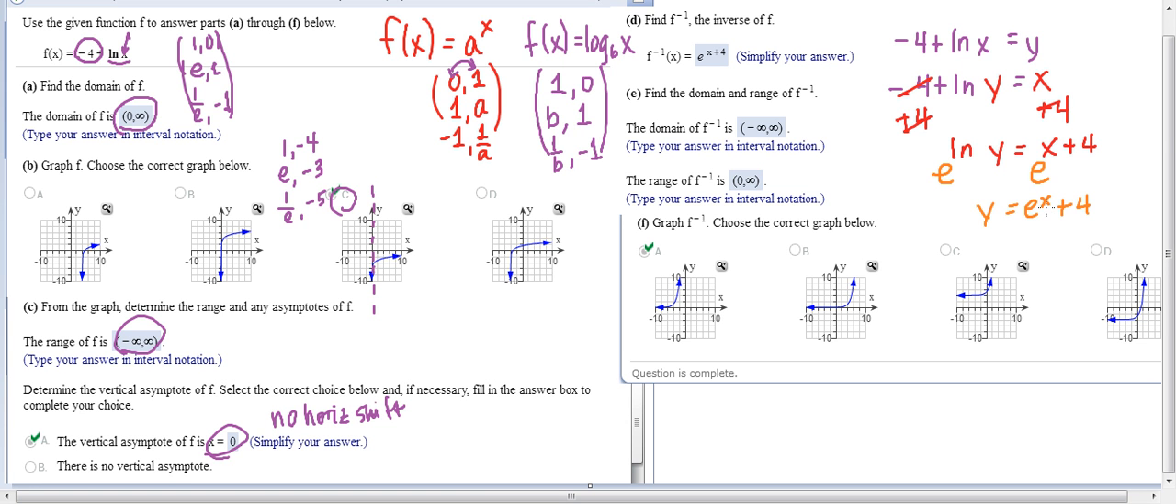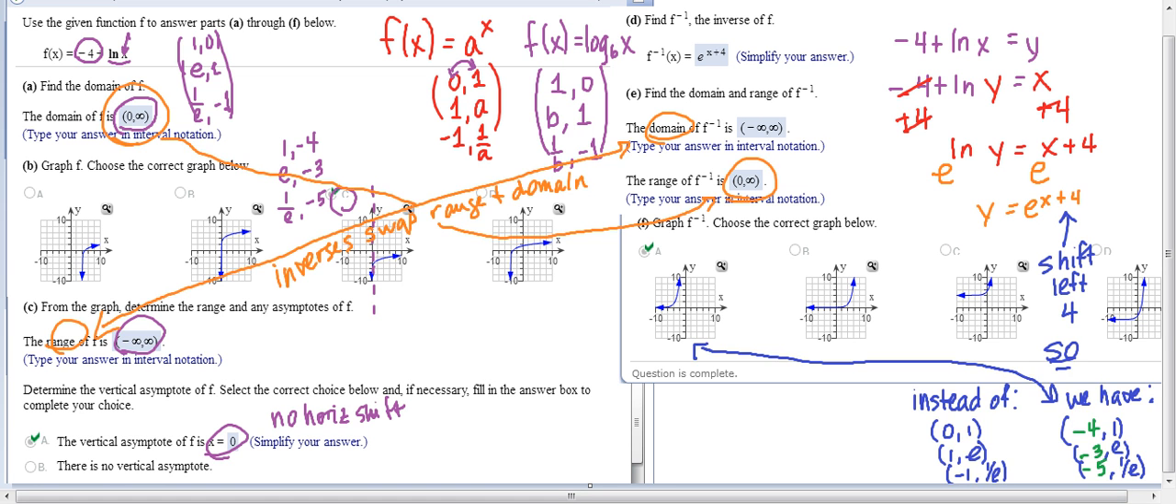And so for this one's domain, you can put anything in here for x, and notice that the range of this function and the domain of this function are matched. And so then for the graph, we shift everything to the left 4, and therefore we get graph A.